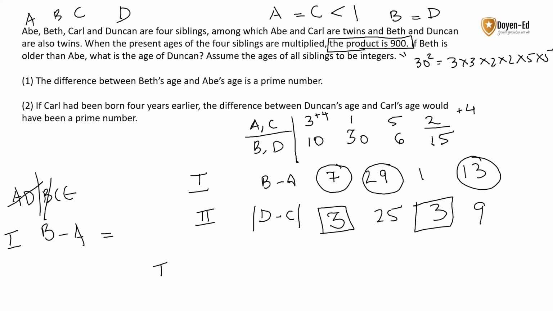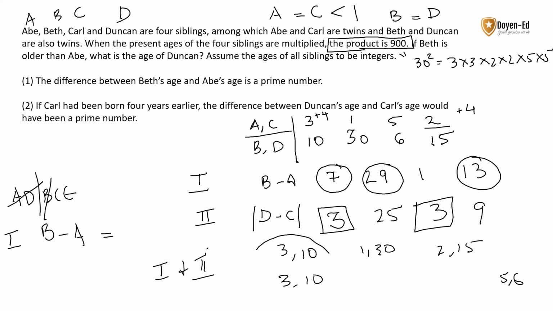Now when you combine 1 and 2, 1 gives you the combinations 3 and 10, 1 and 30, 2 and 15. The second gives you the combinations 3 and 10, and 5 and 6. So among the two, the common one comes out to be 3 and 10. Therefore, you're getting a unique numerical value. You know that the age of A and C would be 3 and the age of B and D would be 10. And therefore, your answer comes out to be C.